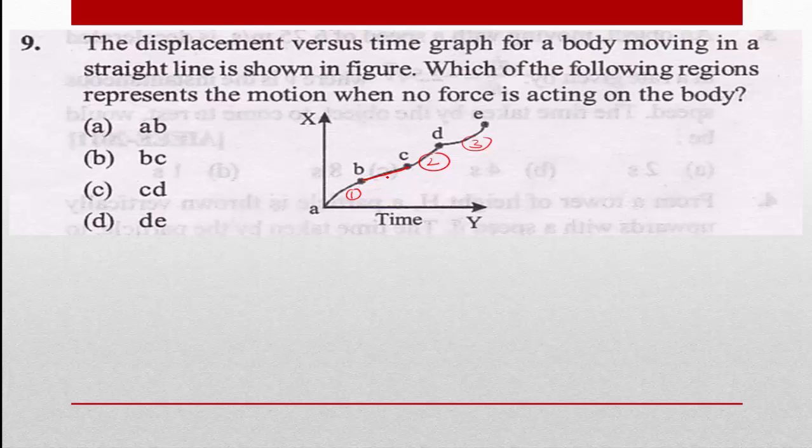In the part C to D, in the C to D graph, it shows the constant slope. The velocity is constant. It means no acceleration and no force acting on this body. Option B is the right answer.